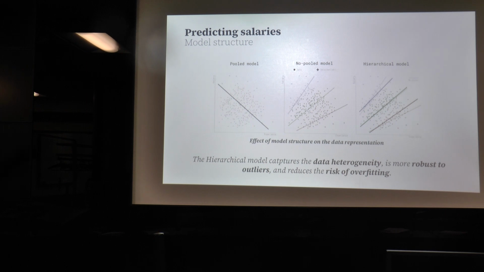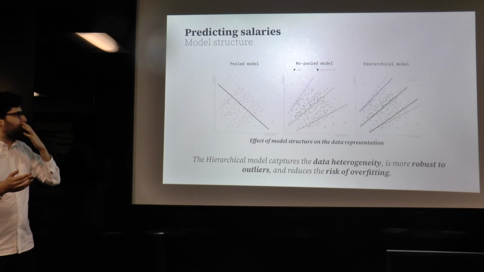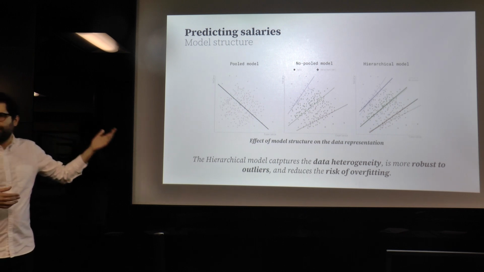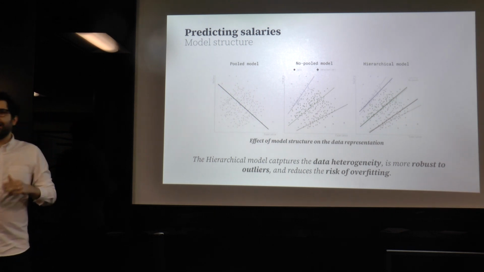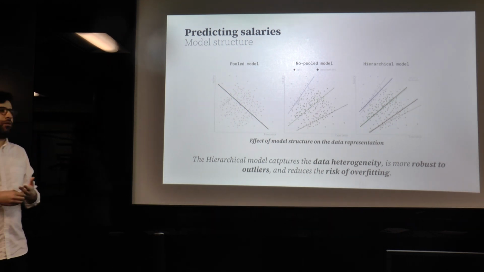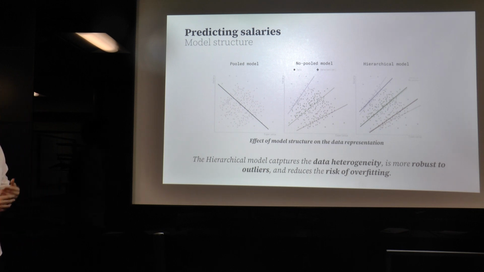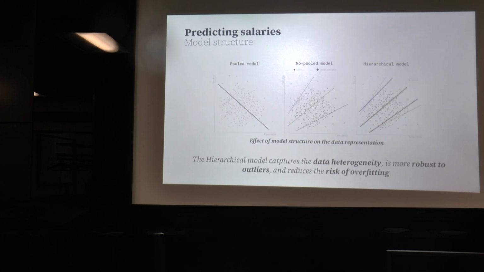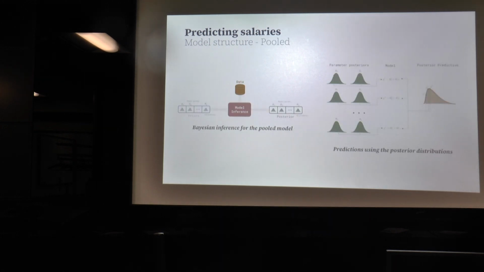And in this approach, as we are sharing information, our model will shrink, that's the actual term, to the mean. So this model is more robust to outliers, but this shrinking effect also helps us to regularize our prediction. So we are reducing the risk of overfitting the noise in our data.